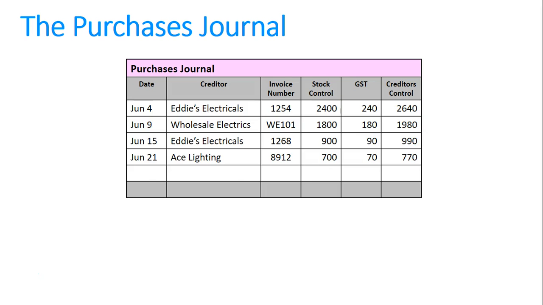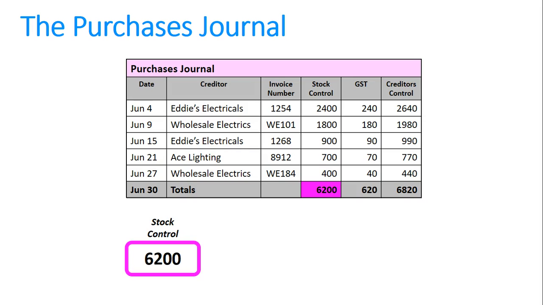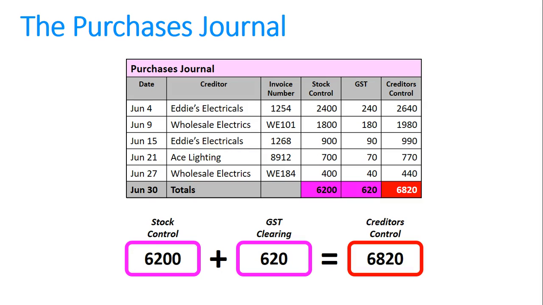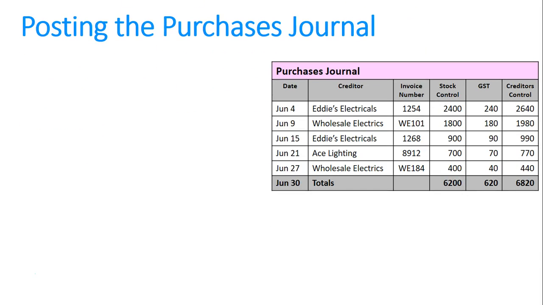We then go and enter all the rest for the remainder of the month, and then at the end of the month we total it up. And the first thing we want to do is just do a little check. We can do this in Excel if we're doing it with the formula, but we just want to make sure that the total of the stock control column added together with the total of the GST column equals the total of the creditor's control column. And if it does, that's a good sign that we've done everything correct. We then need to post that.